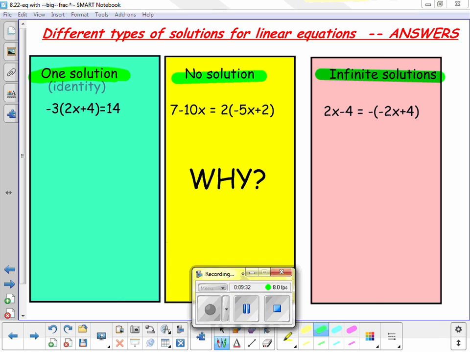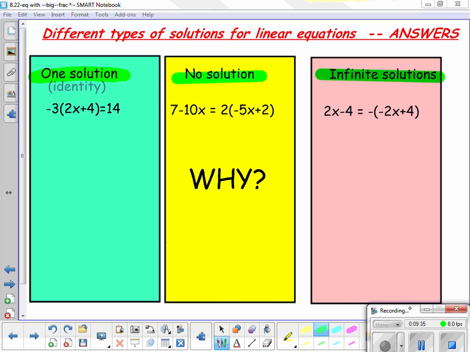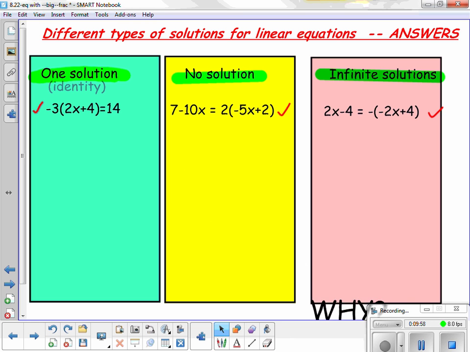So the question is, if I have divided these into these columns, and I'm telling you that this will give me one solution, this will give me no solutions, and this will give me infinite solutions, why am I telling you that? So let's work them out to actually figure out why. So let's move the y out of the way.